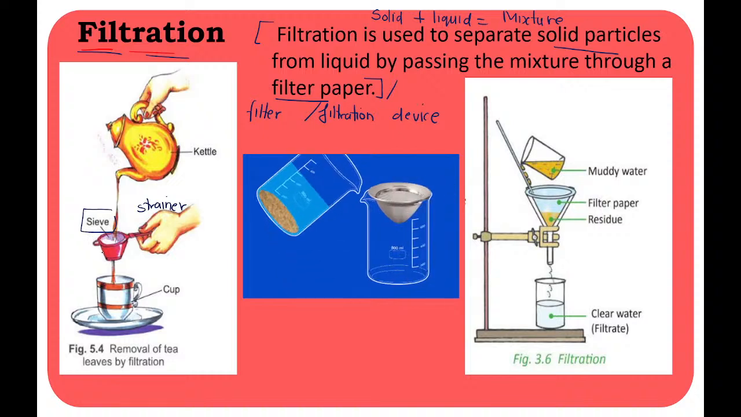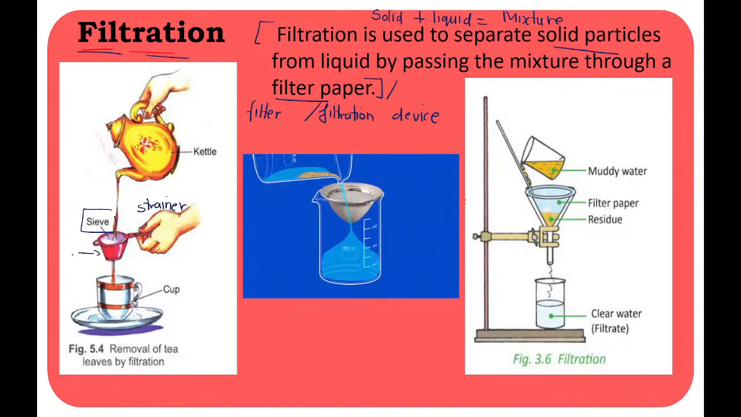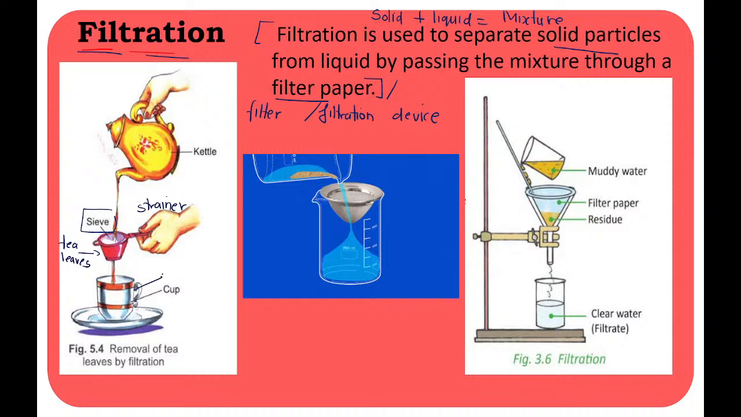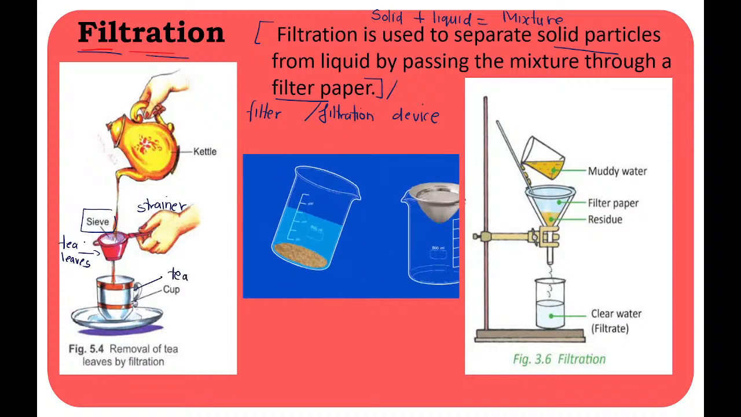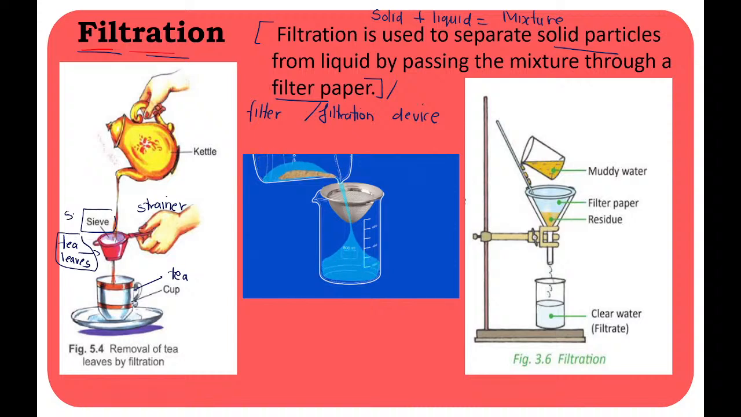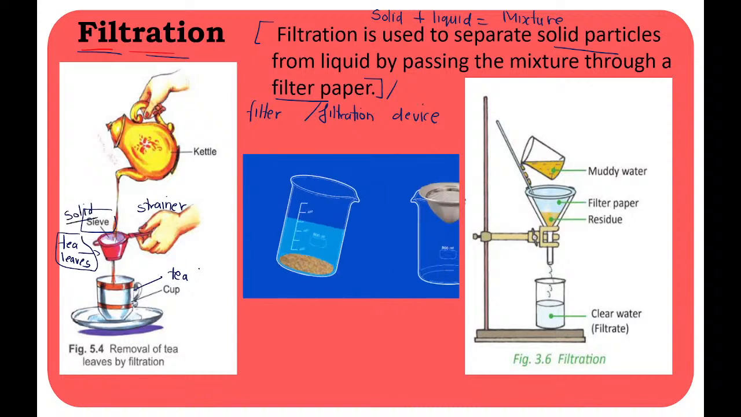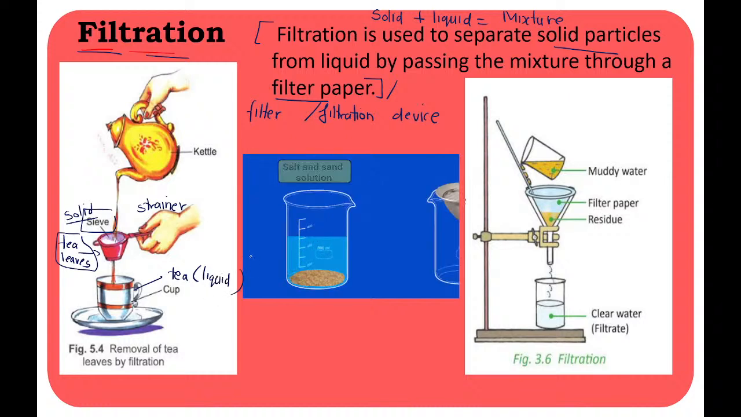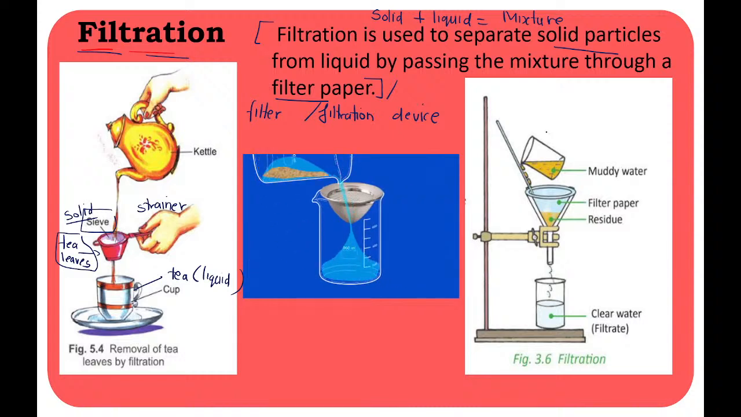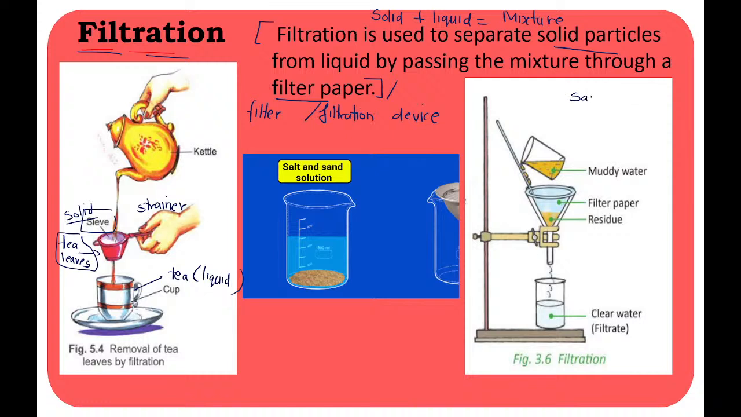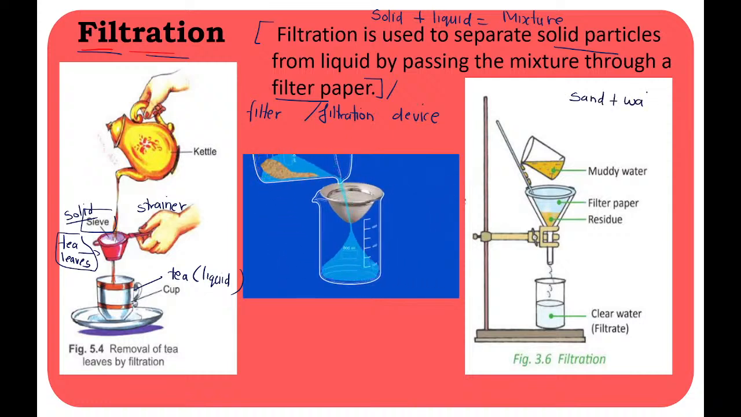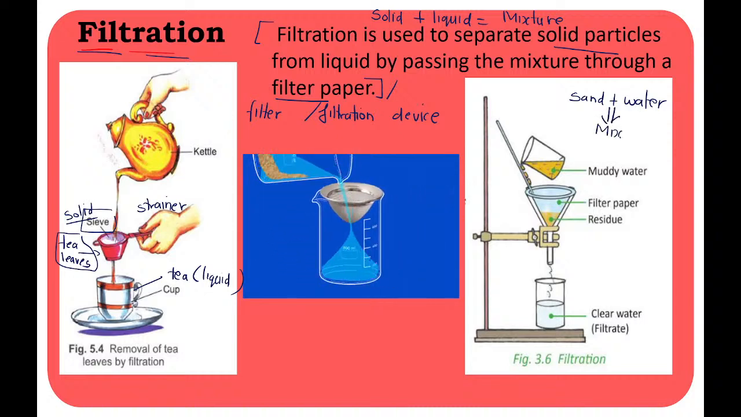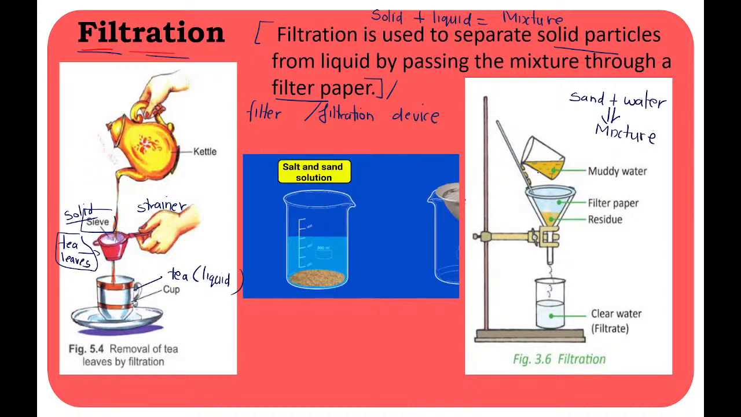So what is the non-useful component over here? The tea leaves are the non-useful component, whereas the tea is the useful component. The tea leaf is a solid component, whereas tea is a liquid component. So we are separating a solid component from a liquid component. Now you can also use this method to separate sand particles from water. Suppose by chance sand gets mixed in water and you have a mixture made up of sand and water, you can separate it.